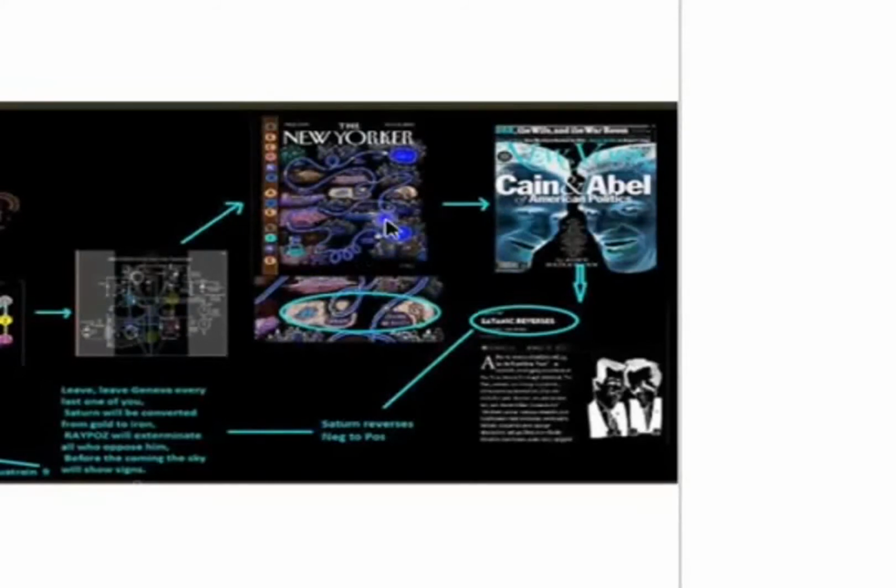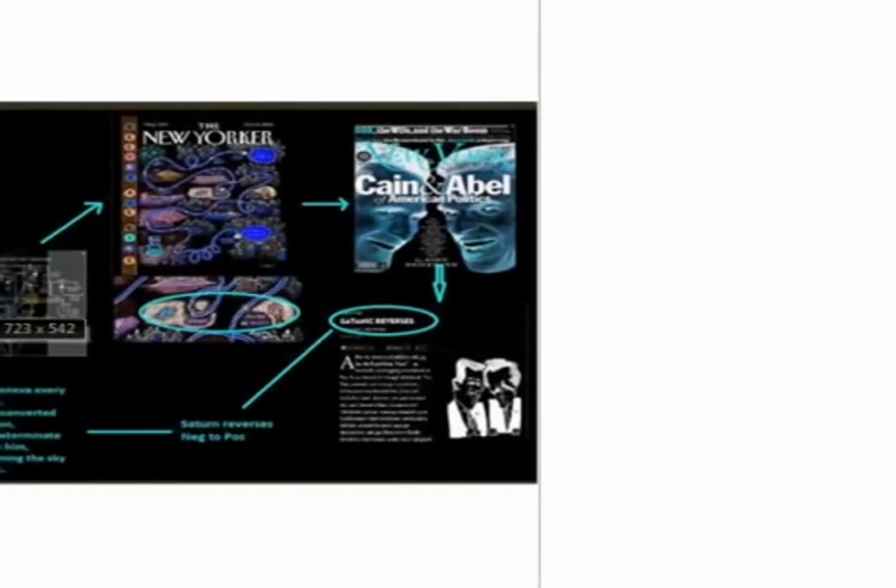Now, when we look at the March 5th New Yorker, it says Saturn, center of the Earth. If you go back and look at that cover, Saturn, center of the Earth. Why? Because one's a negative, one's a positive. Here's the Cain and Abel. Comes down here, it says satanic reverses. It's Saturn reverses.